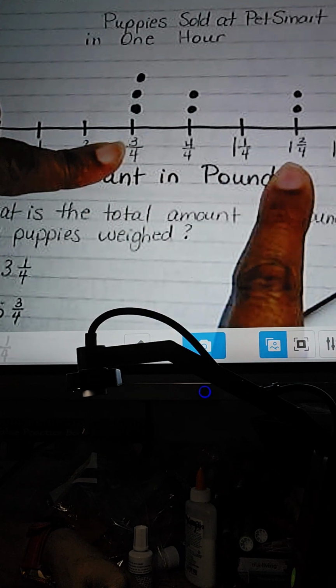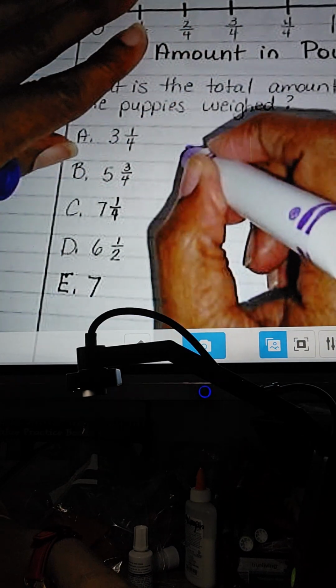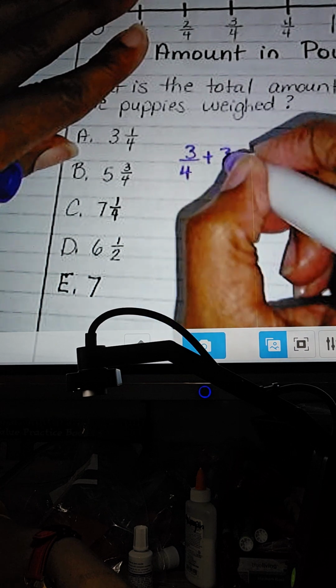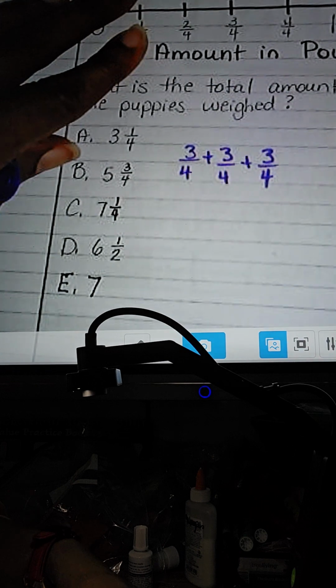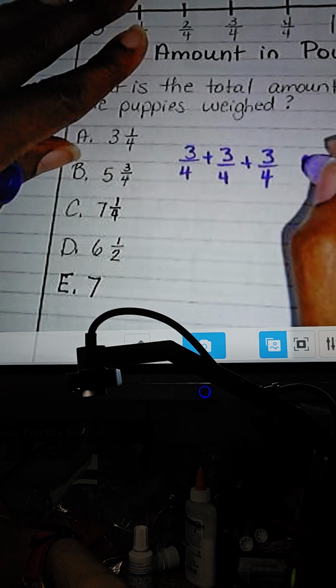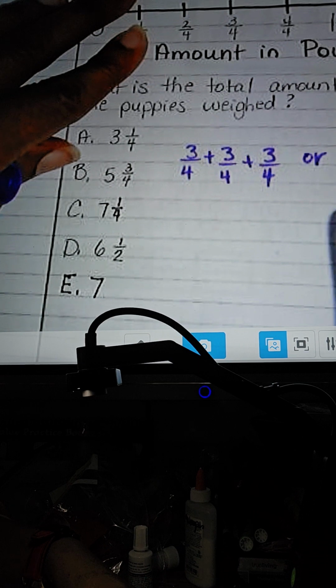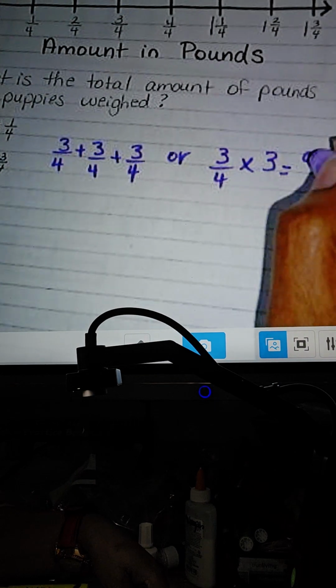I gotta add everything. So in other words, you see 3/4. Am I gonna just add 3/4 plus 4/4 plus 1 and 2/4? Is that what we're doing? No. How many 3/4 should I add? 3. So 3/4 plus 3/4 plus 3/4. Or you could do 3/4 times 3, which equals what? 9/4.